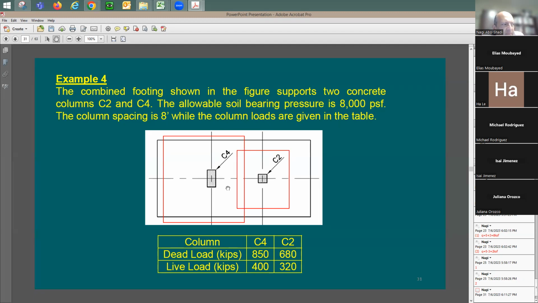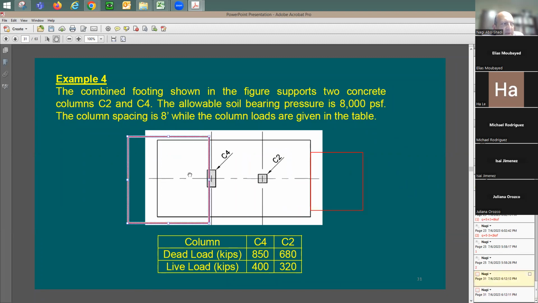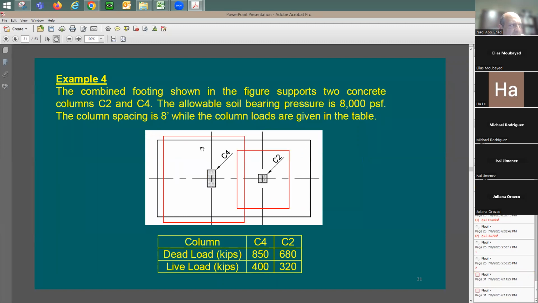I have the column loads. This is going to be very important: dead load and live load for each one of the columns, called here C2 and C4. They have the footing size that I need to solve for. It's very important that I know the spacing between the two columns. Otherwise, why don't I just do them like this, if the distance is too big? One column, one column. When the distance between the two columns is getting closer, like in my case here, maybe I can develop just one combined footing.